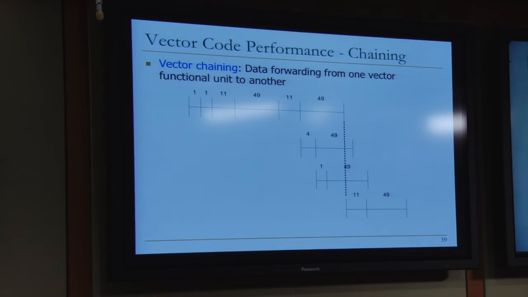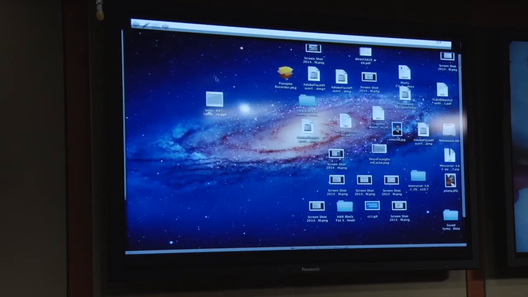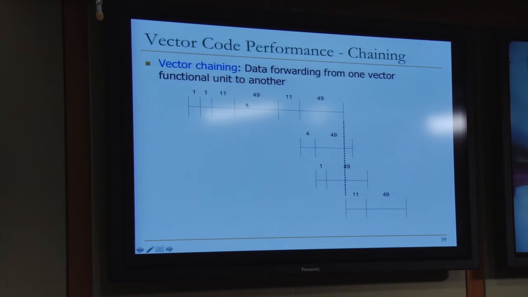Let's take a look at the performance of the same code when we have vector chaining. Basically, remember, we still have one memory port. This is the first vector load over here, and you can look at the code while I do this. This is the first vector load, and this is the second vector load over here. And chaining matters because you cannot parallelize these because you have one memory port and one address generator.